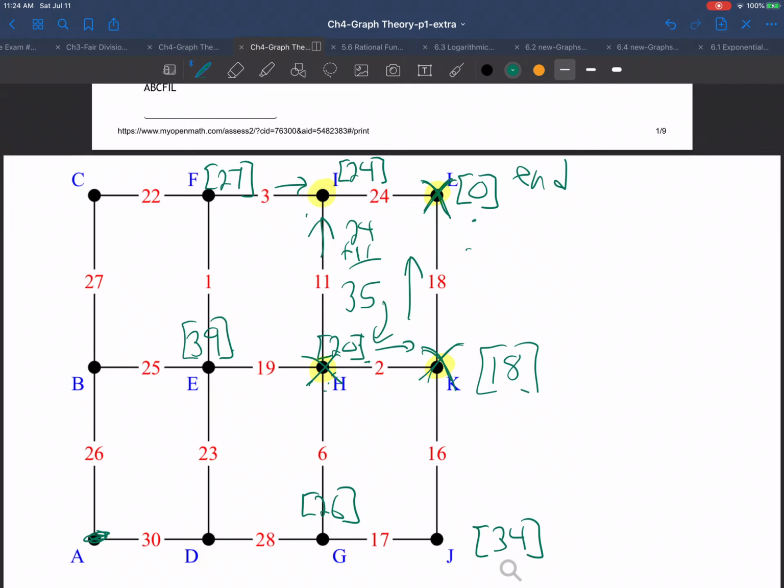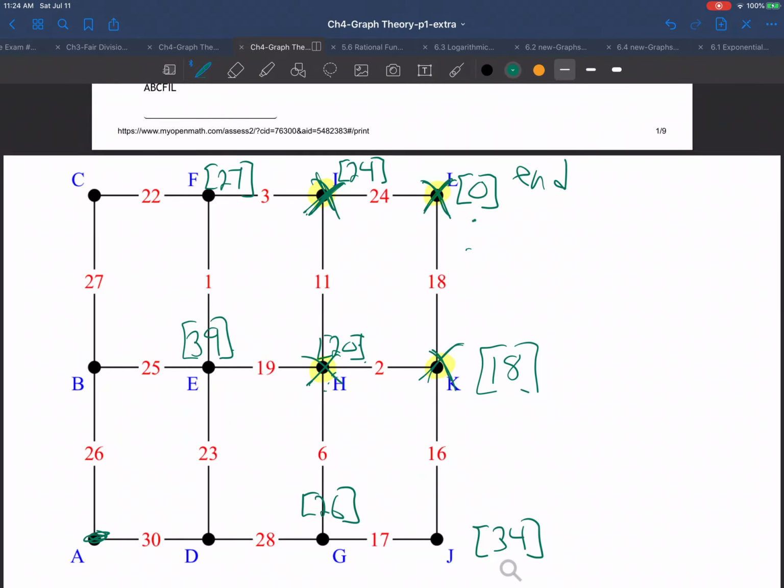H doesn't want to get to the end by going 11 and 24. That'd be 35. That's further, so we don't write the 35. We always just keep the lower number because we want the shortest distance from each point to the end. Okay, so we're done with I. See why I'm done? Because I've examined every road coming into I and added the numbers I could.